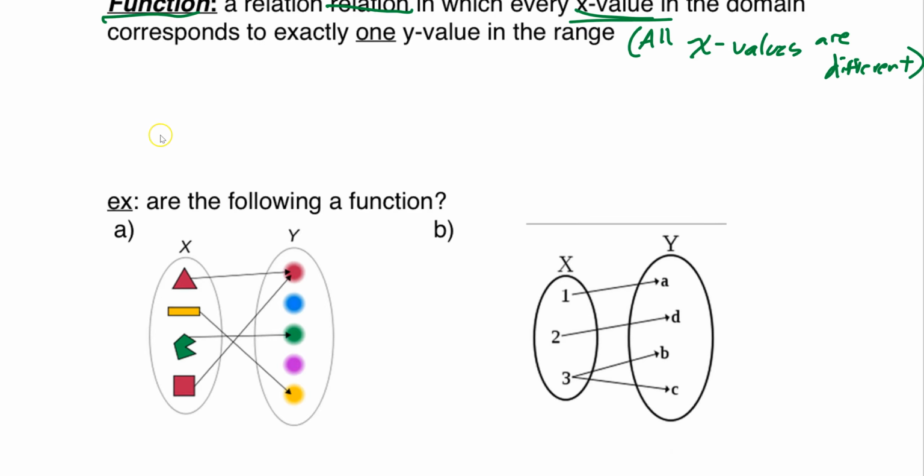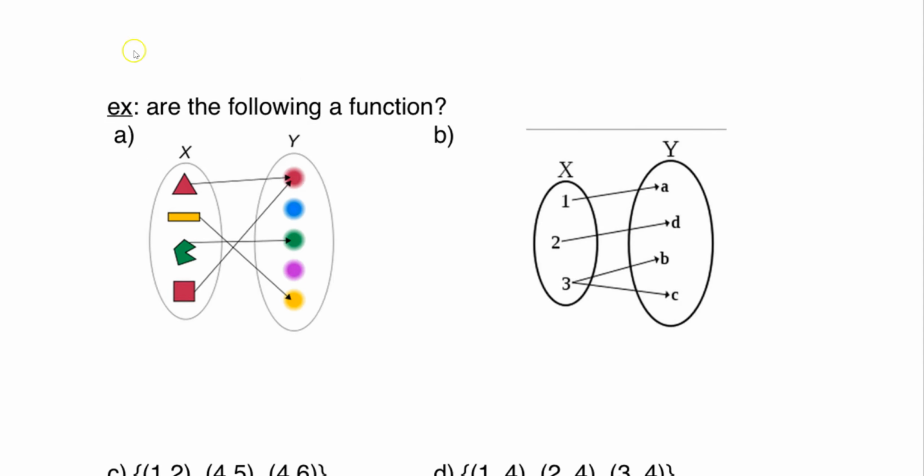Alright, so let me do a quick example. Let's look at these. So here's a relation, right? Even though it's not numbers, it's just saying, hey, this triangle goes to that reddish orb. That yellow rectangle goes to that yellow thing. So it's a relation still. If you look at these, they are all different. That goes to that, that goes to that. This is a function. These are all unique. And then here's an example saying it's not a function, right? 1 goes to A, 2 goes to D, 3 goes to B, and 3 goes to C. So this right here is why it's not a function, because 3 gets used twice. So not a function.